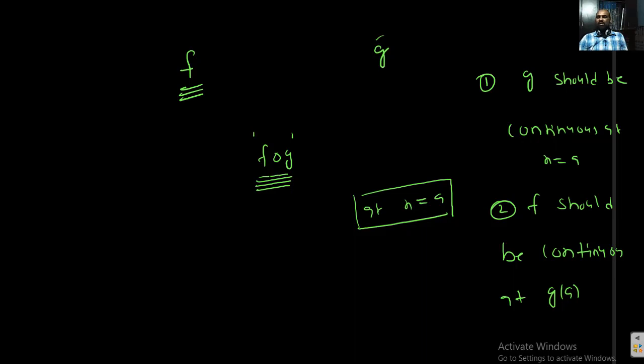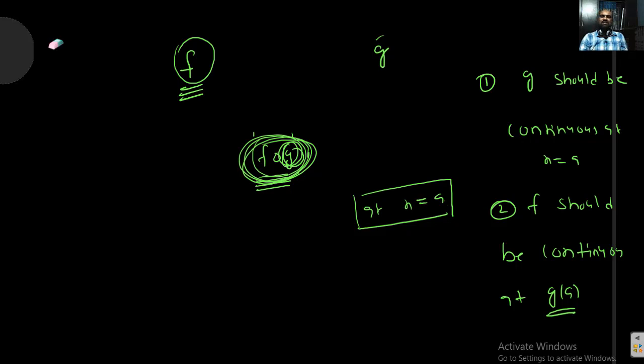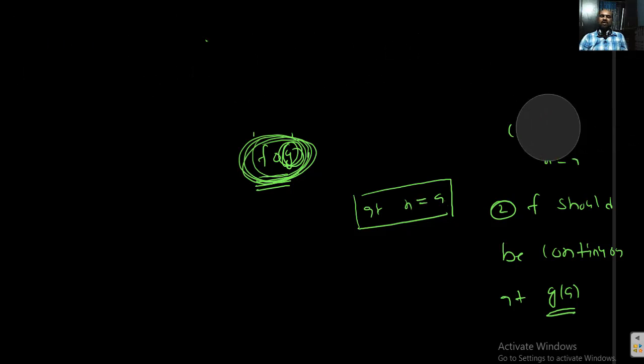We want to check the continuity of f circle g at x equal to a. First of all, check whether the g function is continuous at x equal to a or not. If it is continuous at x equal to a, then check the continuity of the f function at g of a, not at a, but at g of a. If it is continuous at g of a, then you can say that f circle g is continuous at x equal to a. So this is the statement and this is the theorem for continuity of composite functions.